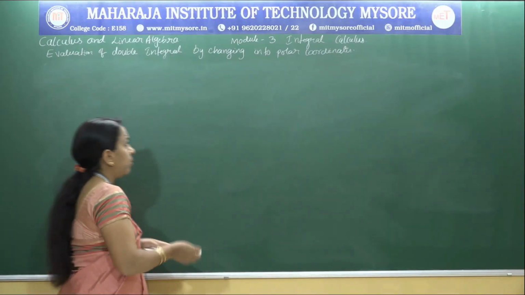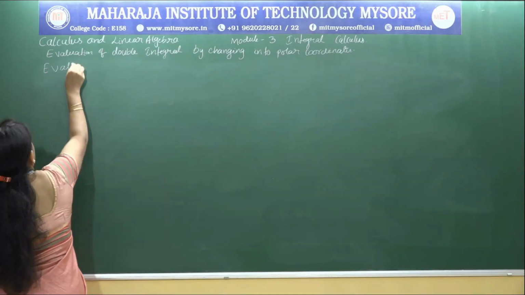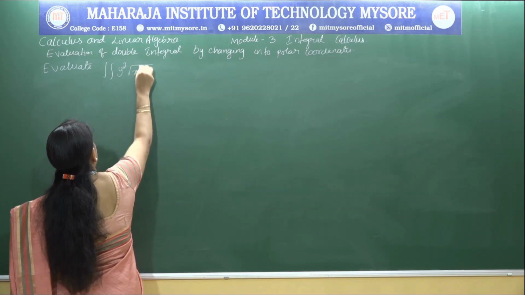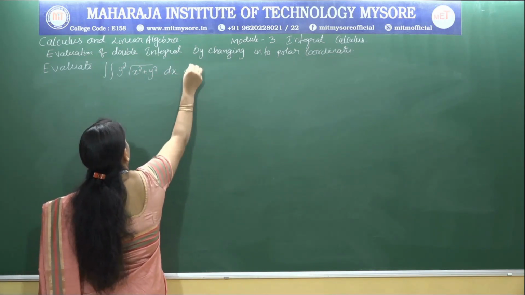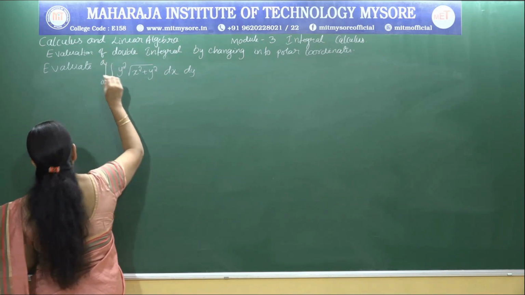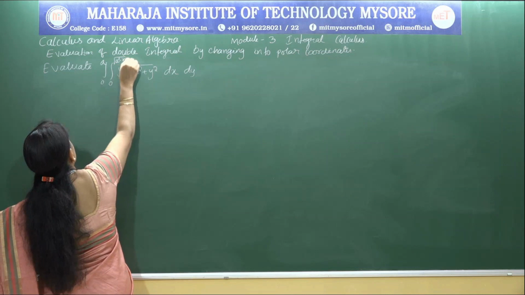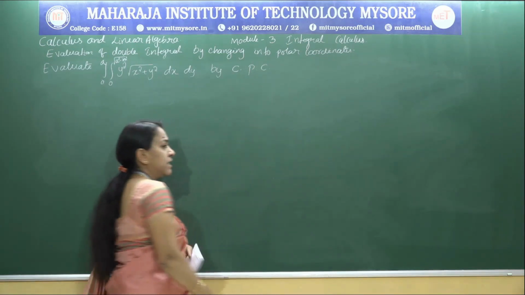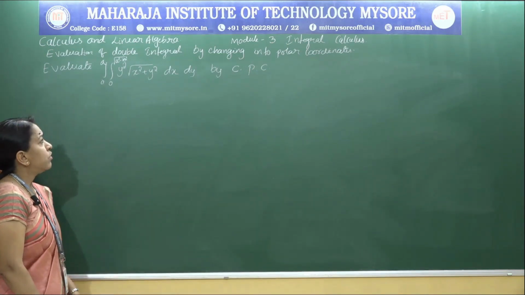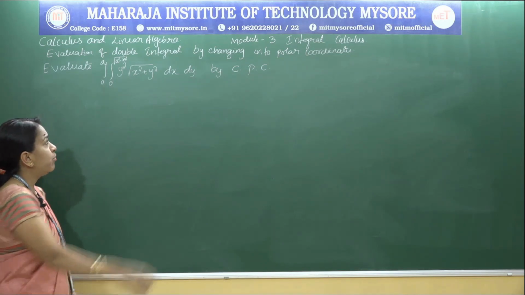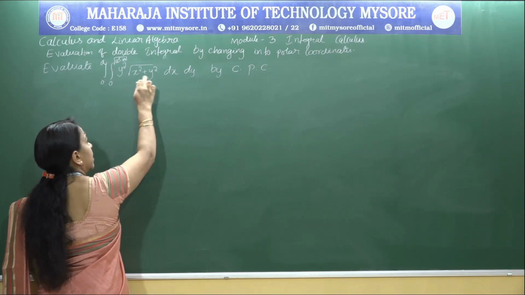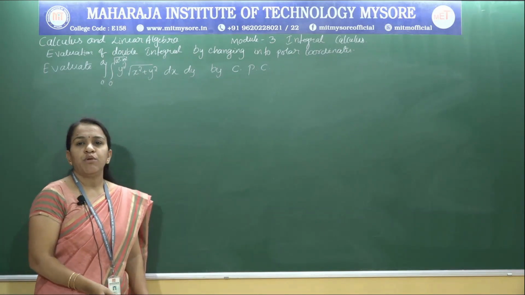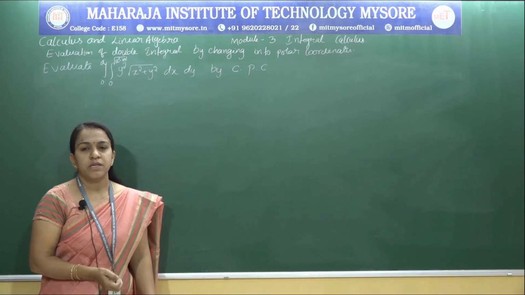Problem: evaluate the double integral of y square into root of x square plus y square dx dy between the limits 0 to a and 0 to root of a square minus x square by changing into polar coordinates. So now in the given problem, in the function place f of x comma y we have x square plus y square, and also in the limit place we have root of a square minus x square. Therefore, if I change that into polar coordinates, I can easily evaluate.